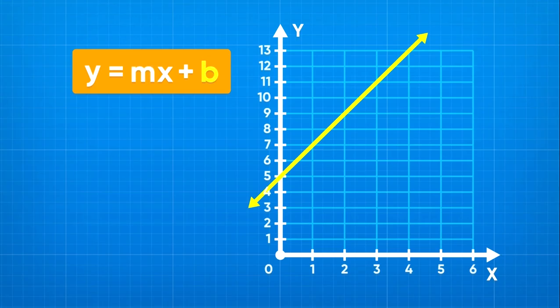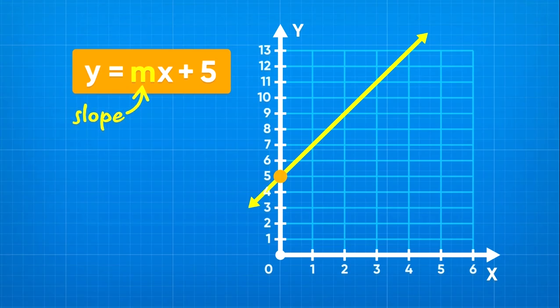I remember that b is just the y-intercept. When I look at this graph, I see that the line crosses the y-axis at 5, so that means b must be 5. So far, our equation is y equals mx plus 5. Now we just need to find the slope.